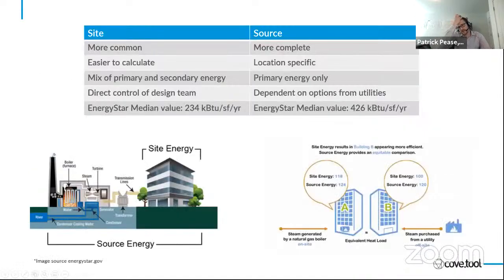So a bit about site and source, because this can be very important. For this particular presentation, we're only going to look at site EUI for a couple of reasons. It's much easier to calculate. You don't need to really know anything about the site or your utilities to calculate it. It's also probably the more commonly used. If you hear EUI and it's not specified if it's site or source, there's a really good chance it's site. So we're going to use that for today.